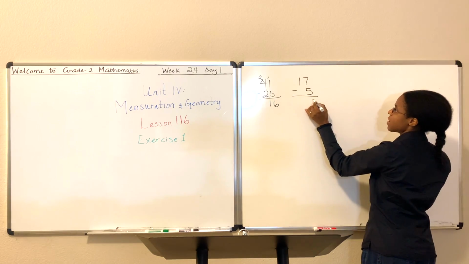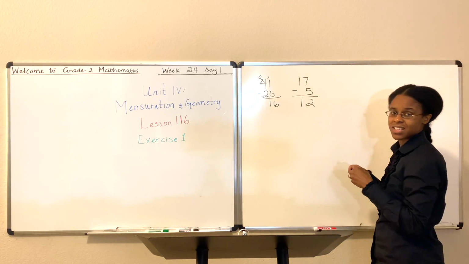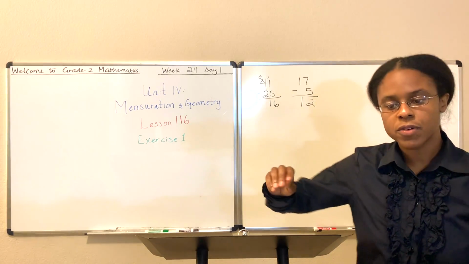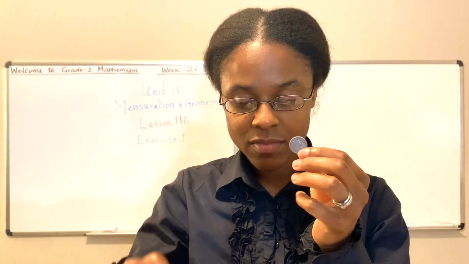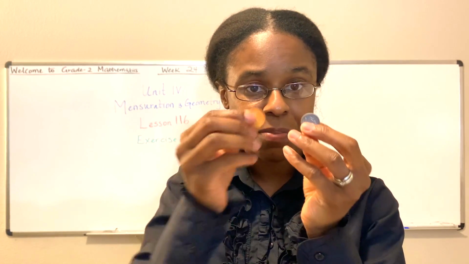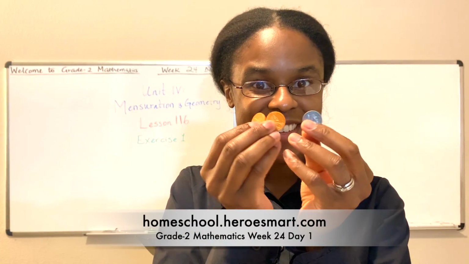Let's subtract. 7 minus 5 is 2. 1 minus 0 is 1. It looks like we still need 12 cents. So let's come over here and come up with some coins that'll get us close to that 12 cents. Here's a dime. That's 10. Here's a penny. That's 11. Let's see if we can find another penny. 12. Yay, we got it.